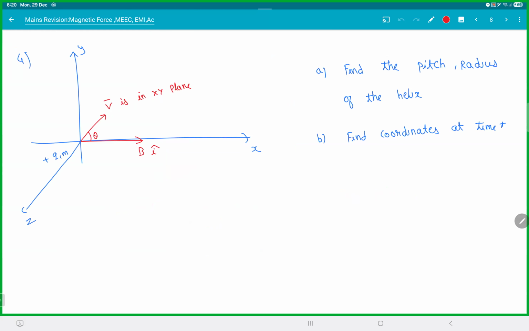Get this. A particle is projected with speed v in the xy plane. So basically v cos theta i cap, v sin theta j cap. Magnetic field is B i cap. Find the pitch and the radius of the helix and find the coordinates at time t.